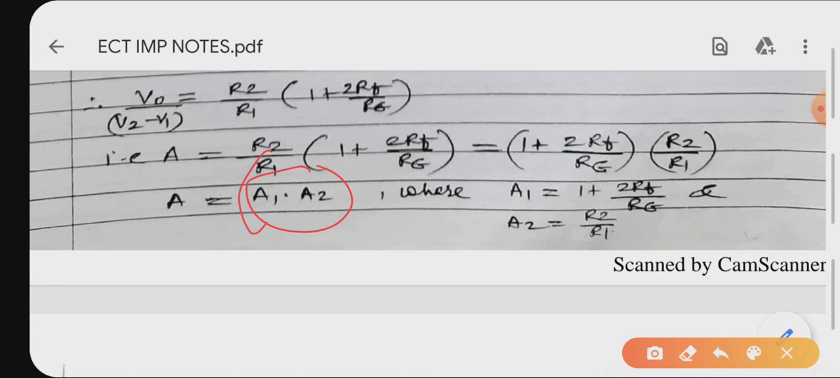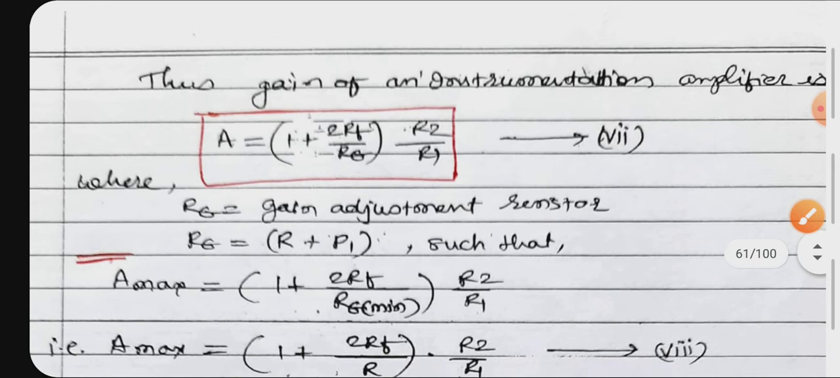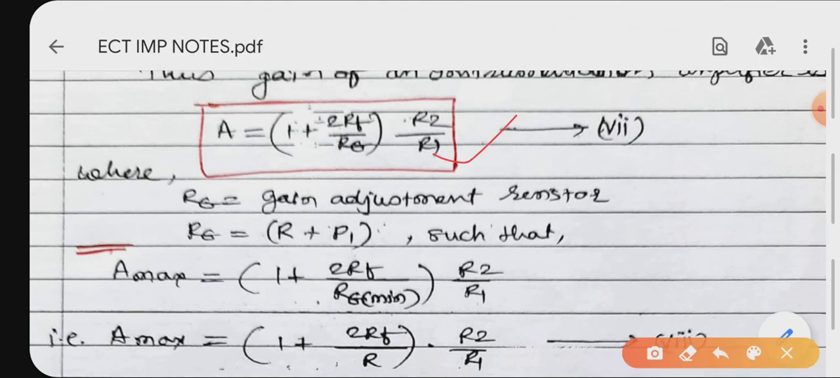A1 is the gain of the first stage, which is equal to 1 plus 2RF by RG, as both are connected in non-inverting mode. The gain of a non-inverting amplifier is 1 plus RF by RG; here there are two op amps, therefore 1 plus 2RF by RG. And second stage A2, the gain of the differential amplifier, is R2 by R1. So A is equal to A1 times A2, which is 1 plus 2RF by RG into R2 by R1. This is the equation for gain of instrumentation amplifier. You have to keep in mind this equation.